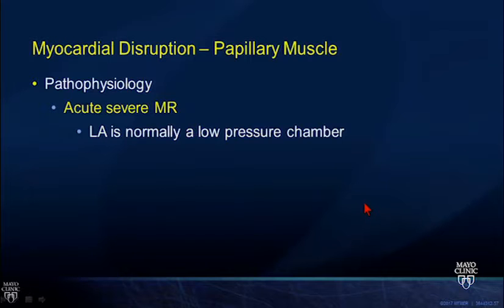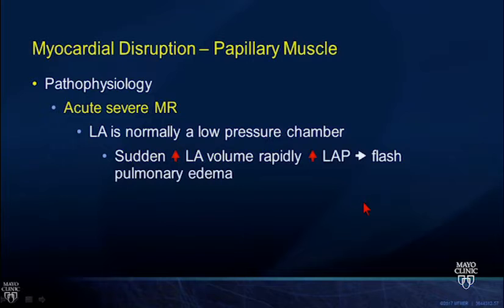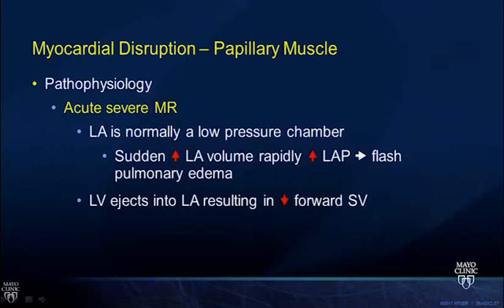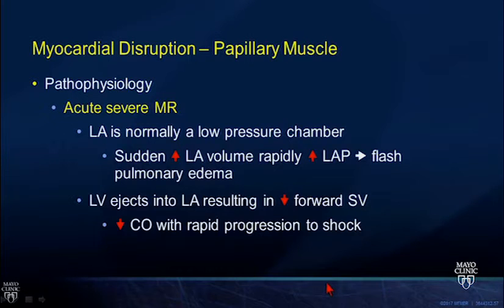These patients present with acute severe mitral regurgitation. Normally, the left atrium is a low pressure chamber, but you have a sudden rise in left atrial volume. The left atrium can't accommodate it, so it backs up into the pulmonary venous system and results in flash pulmonary edema. You have an increase in flow going backwards, so your forward flow goes down. You have a decrease in forward stroke volume, a decrease in cardiac output.